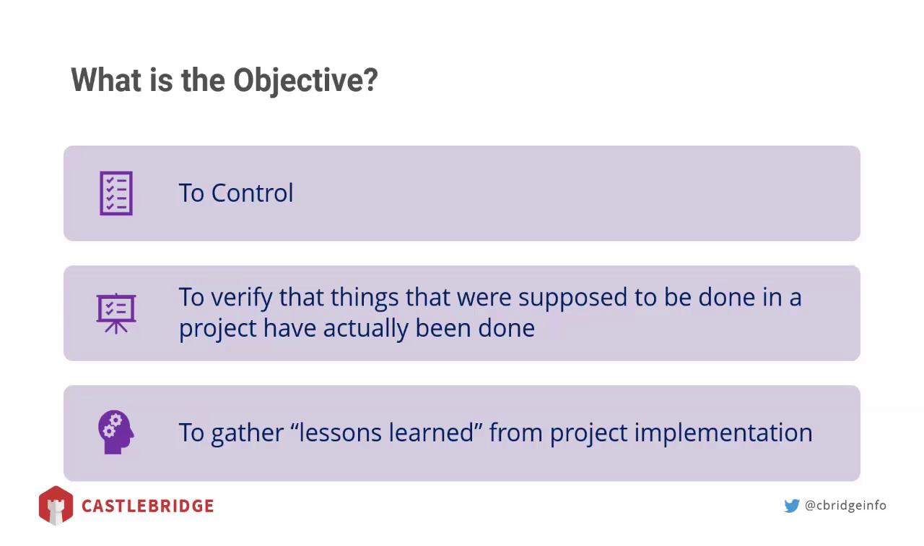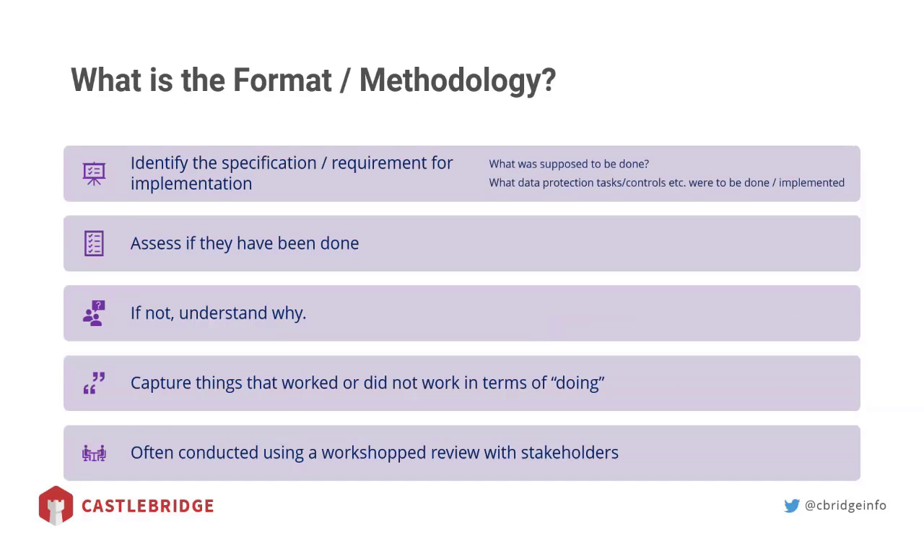And another key element of a post-implementation review is to gather lessons learned, so you can inform the design process, you can inform the audit process, and you can inform the evolution of the organization. Those lessons learned are an important key output of a post-implementation review. The methodology is really simple, and anyone who's done a post-implementation review on any project will be reasonably familiar with these. What was the thing that was supposed to be done? You need to identify that.